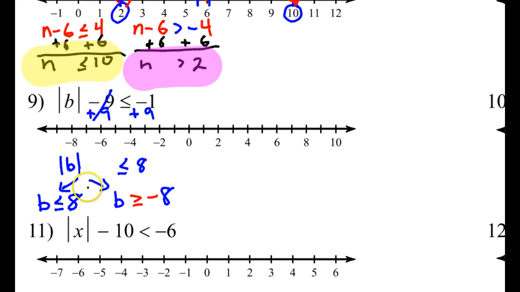So I get 2 inequalities. B is less than or equal to 8, so let's go in this direction. And B is greater than negative 8, and let's go in this direction. If I continue these arrows, they eventually connect with one another.